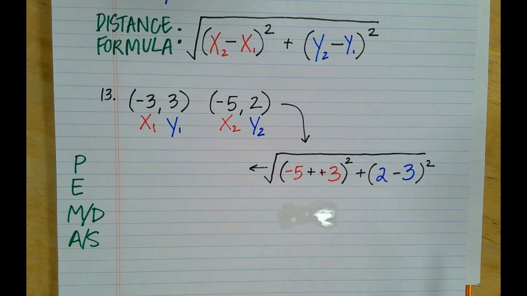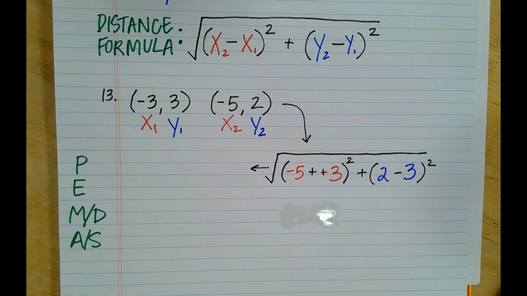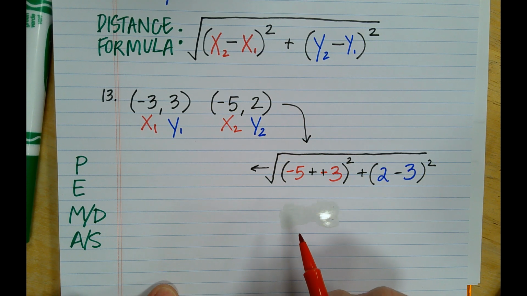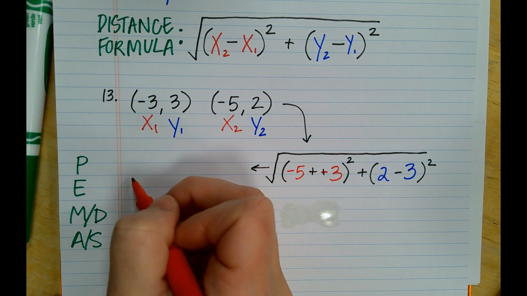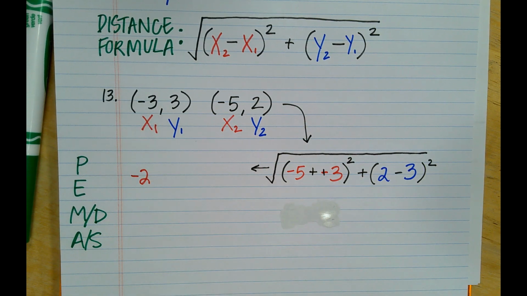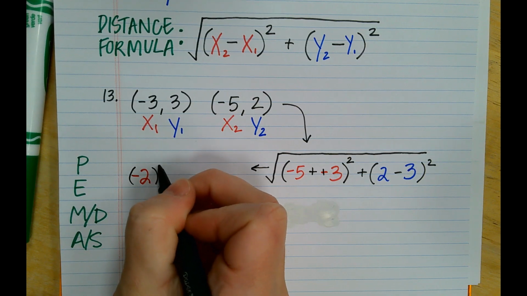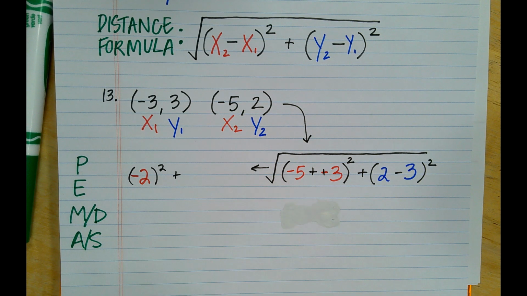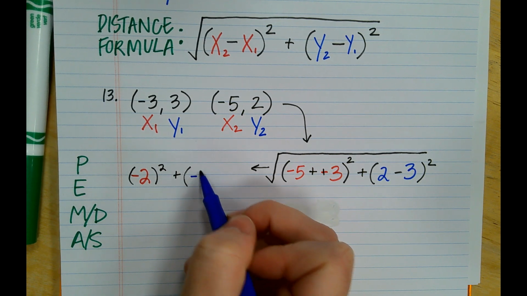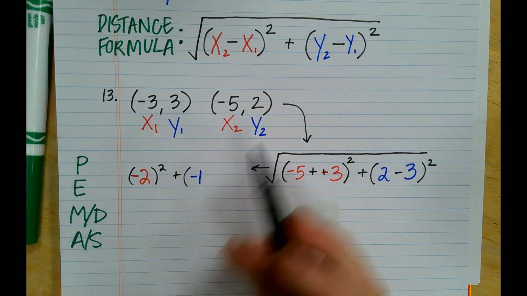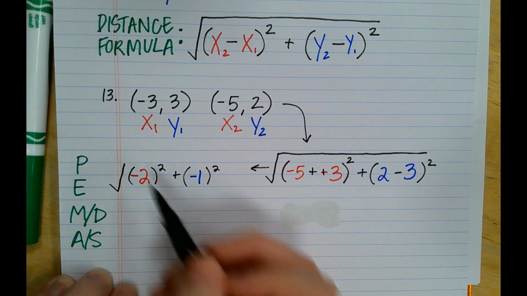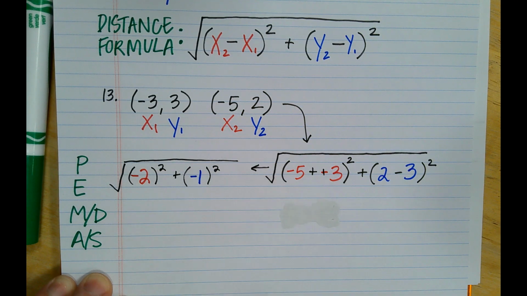So let's start with -5 plus 3. You guys tell me what that's going to give me. Negative. Perfect. -2 squared. I'm just going to write this out step by step. So now I've got -2 squared plus, what's 2 minus 3? Negative. -1. Perfect. Squared. And then we've still got that big square root on the outside. So we're one step closer.